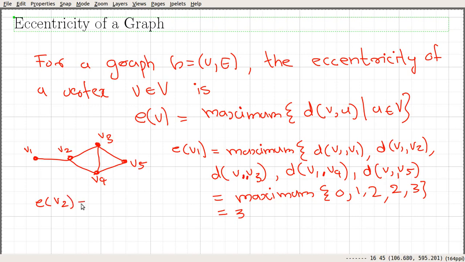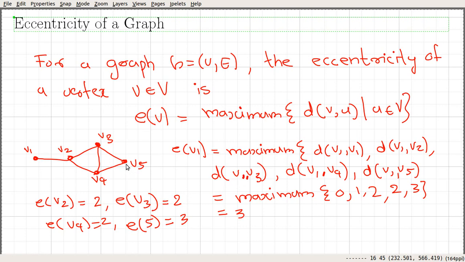I am not going to find them all in this manner, so let me write down the eccentricity of the other vertices in this graph. You can see that the eccentricity of v2 is 2, eccentricity of v3 is also 2, eccentricity of v4 is also 2, and eccentricity of v5 is equal to 3.